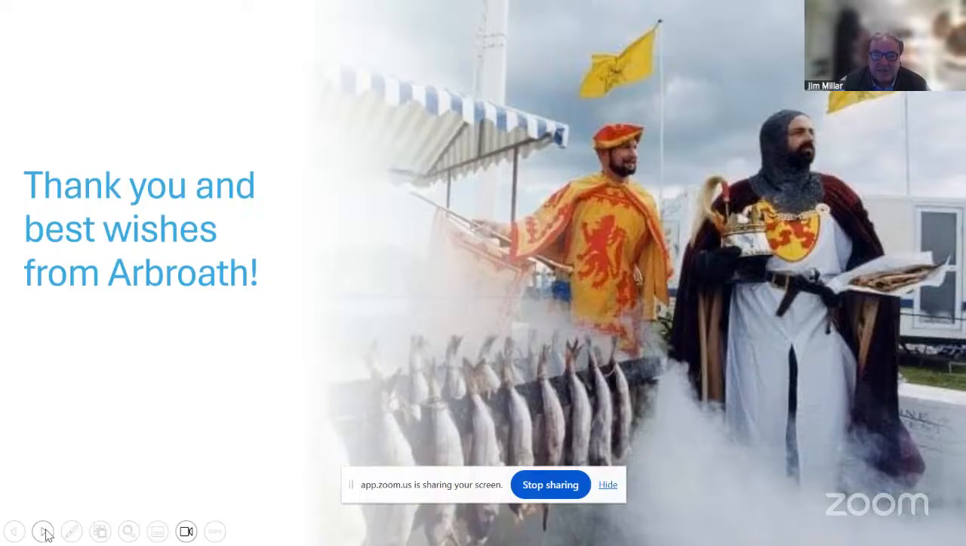And in this last photograph, it's myself and the Royal Herald with the other thing that Arbroath is very, very famous for, smoked haddock called Arbroath Smokies. Thank you very much.